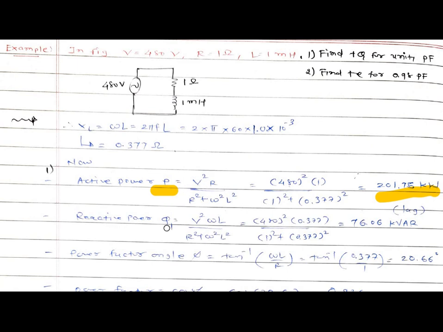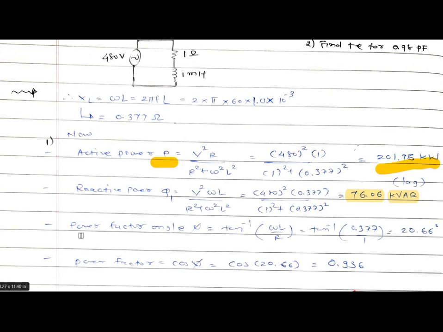Now same for reactive power, V square omega L divided by R square plus omega square L square. So put the values for V, omega L, R in this equation. So 480 whole square into 0.377 divided by 1 square plus 0.377 whole square. So the value for the reactive power is 76.06 kilovolt ampere reactive, kVAR. So this is the reactive power for this particular figure of this example.